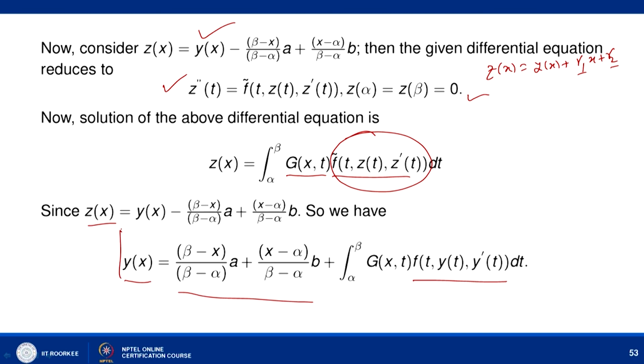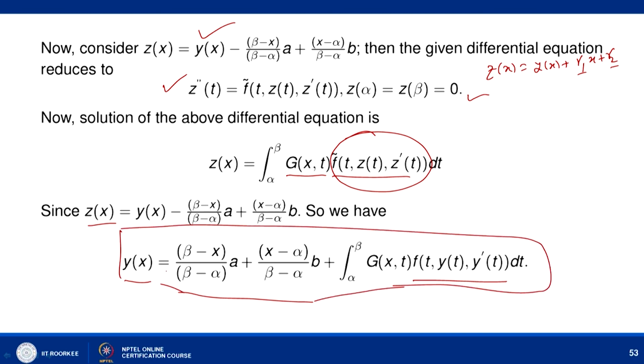So your solution is now given by this particular formula: y(x) equal to (beta minus x) upon (beta minus alpha) into a plus (x minus alpha) upon (beta minus alpha) into b plus the integral from alpha to beta of G(x,t) f(t, y(t), y dash(t)) dt. Now here everything depends on this function f.